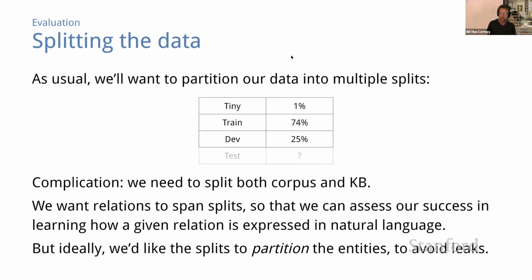There's one complication. We need to split both the corpus and the KB. We want each relation to appear in both the training data and the test data so that we can assess how well we've learned how each relation is expressed in natural language. But ideally, we'd like to have any given entity appear in only one split. Otherwise, we might be leaking information from the training data into the test data.